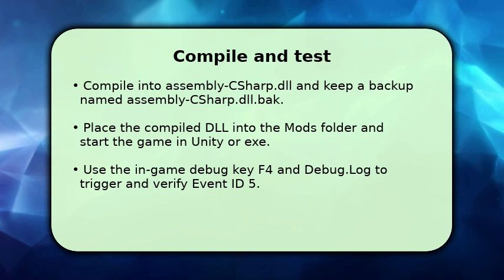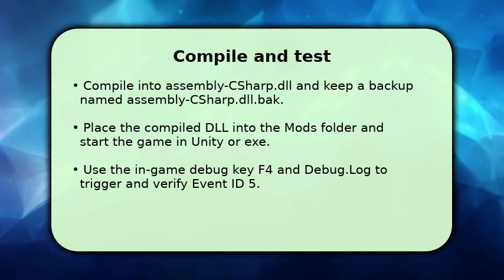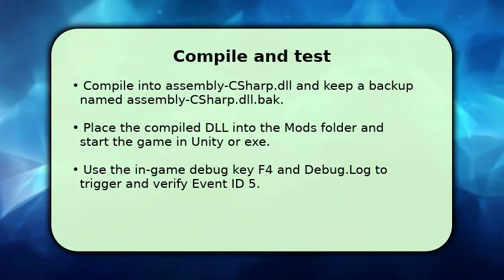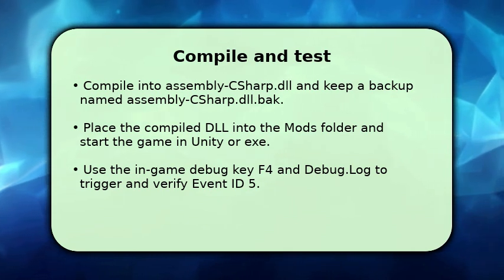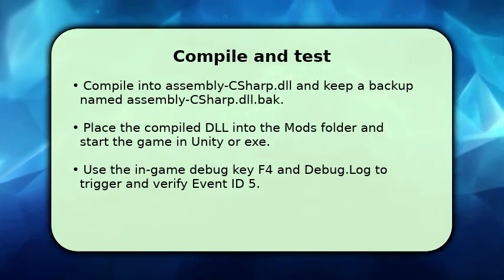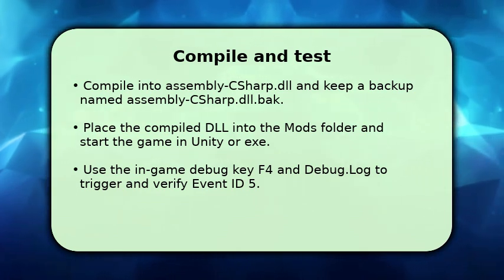Launch the game via Unity or the game executable and press F4 to open the debug menu for event testing. Trigger your custom event by calling event ID 5 or using your custom trigger key. Watch the Debug.Log output to confirm state transitions and fix errors until the event behaves reliably.